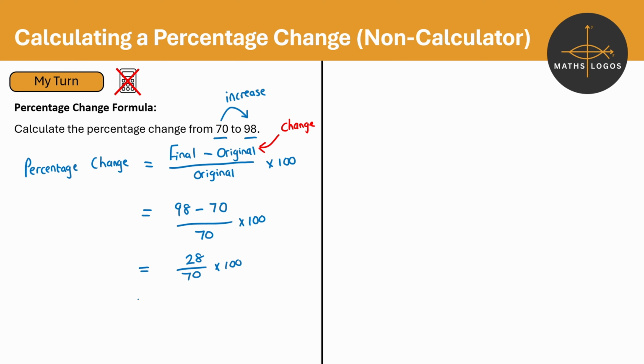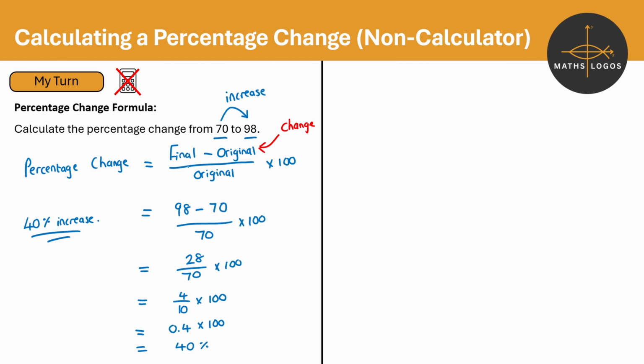I can see that these are both divisible by 7, so I'll divide by 7 on the numerator and also on the denominator. And I could simplify that fraction further, but there's really no need. I can turn it into a decimal, 0.4. Nice and easy using place value. And 0.4 multiplied by 100 is 40%. And remember, we always need to say if that's an increase or decrease. Well, it's a 40% increase in this case.